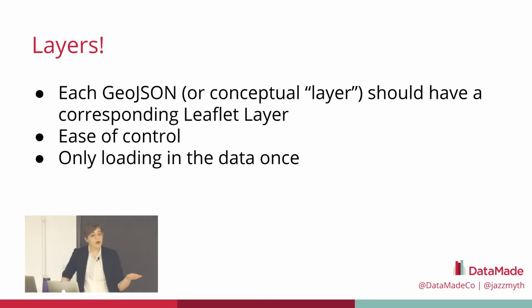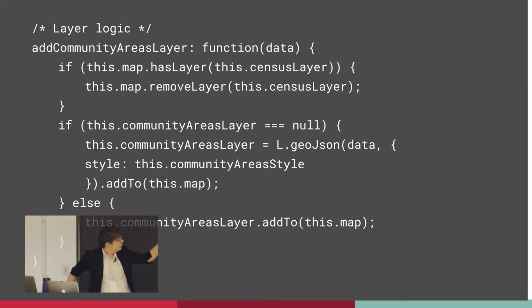So this is what layer logic looks like. It is pretty readable, but you're checking to see if the map has the layer. Recall that we had defined our layers as null. So let's say we only want to show one type of geography. We either want to show community areas or we want to show census maps. We don't want them on top of each other because that'll be a tangled mess.